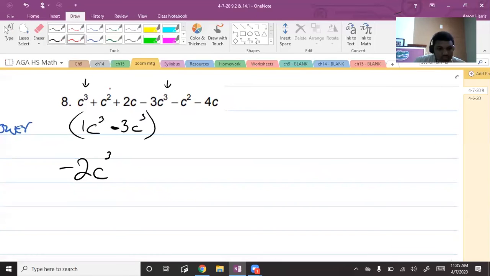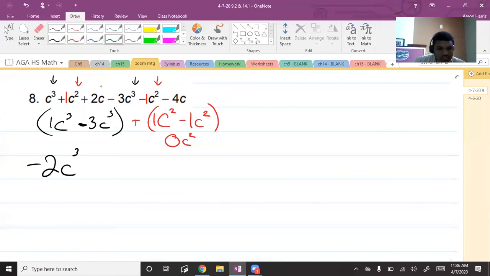So now here's c squared, c squared. What's the coefficient? A +1. What's this coefficient? A -1. Now, when I add them up, 1 minus 1 is 0. 0 times c squared will always be what? 0. Done. It eliminated itself.